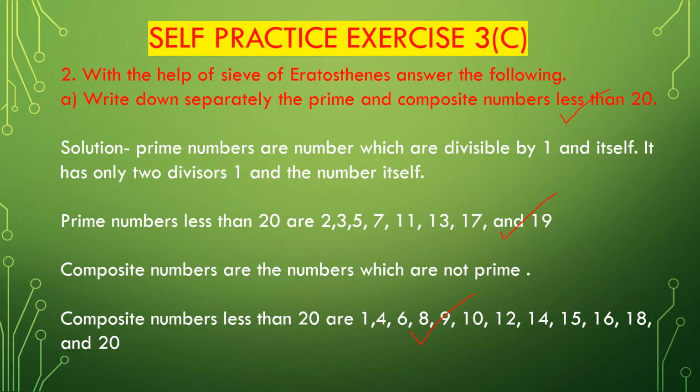Prime numbers are the numbers which have only two factors, that is 1 and the number itself, and composite numbers are the numbers which are not prime.